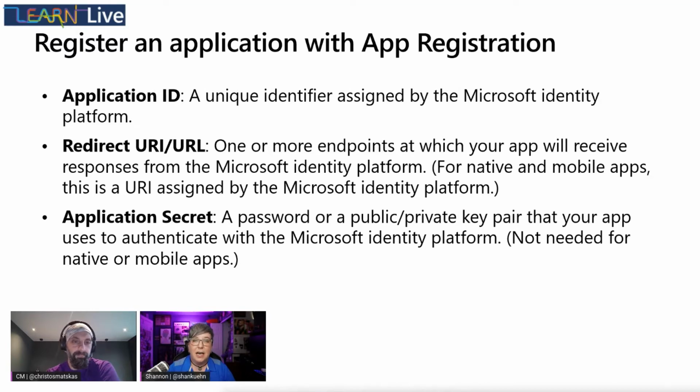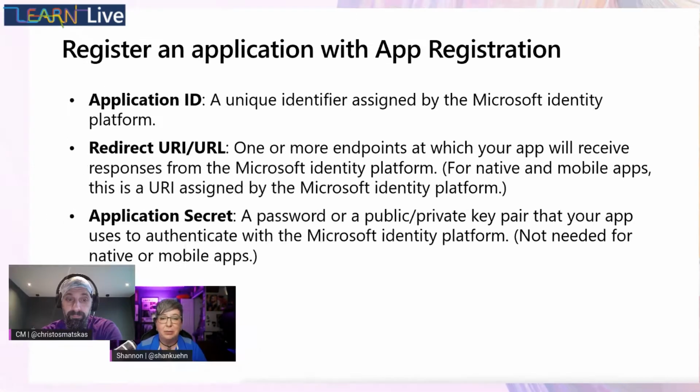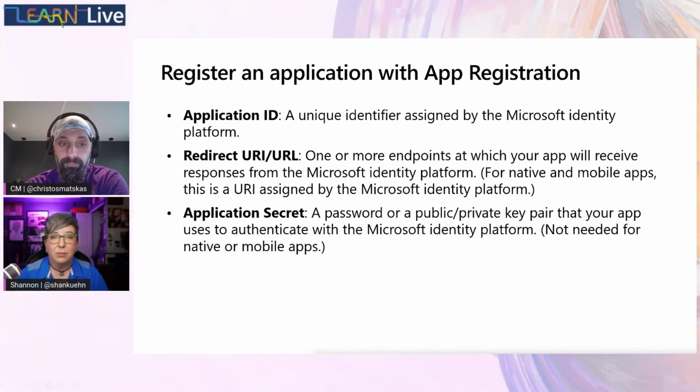Then you've got the opportunity to put in a redirect URI or URL. This is one or more endpoints at which your app will receive responses from the Microsoft Identity Platform. For native and mobile apps, this is a URI assigned by the Microsoft Identity Platform. Then you also get a secret, and don't worry, I'm going to use Azure Mask. You don't get to see my secret, although I am going to probably remove it as soon as this live event is over. It's a password or a public or private key pair that your app uses to authenticate to the Microsoft Identity Platform. And that's not needed for native or mobile apps.